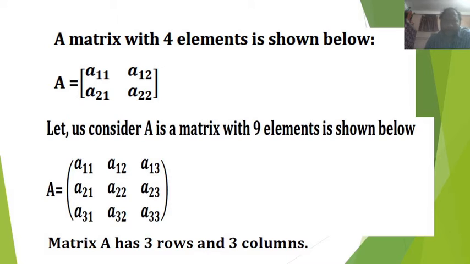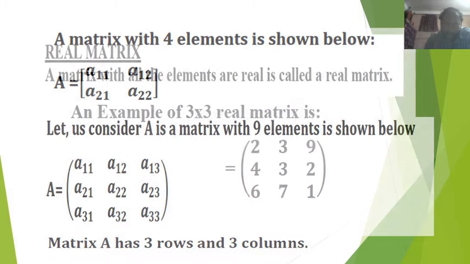A matrix with four elements is shown below. Example: A is equal to A11, A12, A21 and A22. This is a 2 by 2 matrix. Next, consider A, a matrix with 9 elements, where A is equal to A11, A12, A13, A21, A22, A23, A31, A32 and A33. This next matrix is a 3 by 3 matrix. Both the 2 by 2 matrix and the 3 by 3 matrix are square matrices.